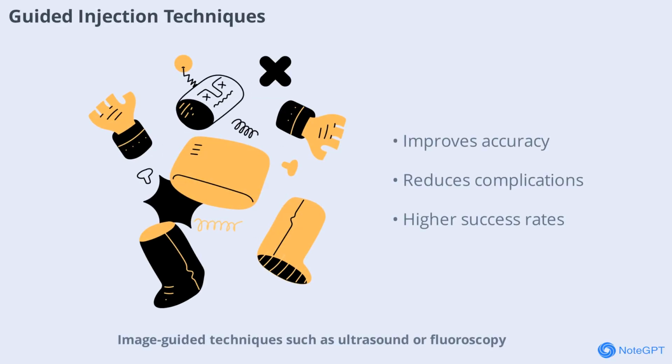Image-guided techniques, such as ultrasound or fluoroscopy, improve the accuracy of intra-articular injections and nerve ablation procedures. Ultrasound allows real-time visualization of soft tissues and needle placement without radiation. Fluoroscopy provides detailed images of bone structures and is especially useful for targeting nerves. Studies show that guided injections have higher success rates and may reduce the need for surgery.